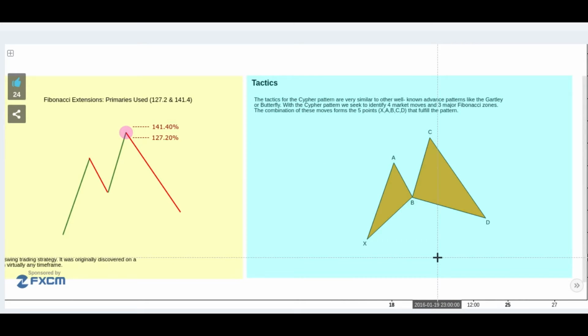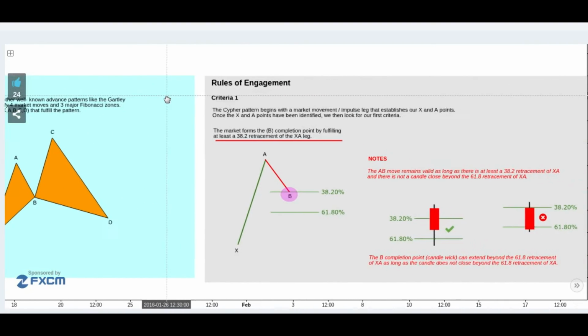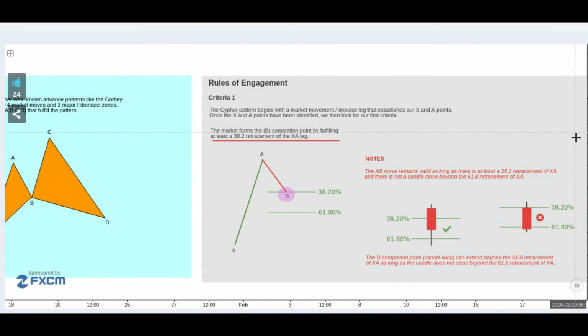With the Cypher, we seek to identify 4 market moves and 3 major fib zones. The combination of these moves forms the 5 points X, A, B, C and D that fulfill the pattern. Rules of engagement. The Cypher pattern begins with a market movement impulse leg that establishes our X and A points. Once the X and A points have been printed, we then look for our criteria.